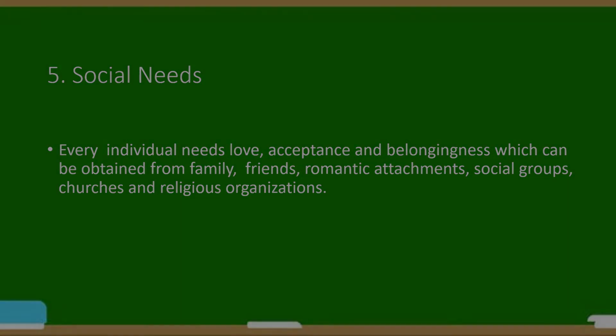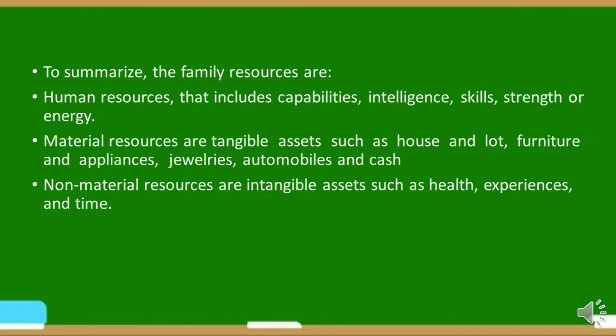To summarize, the family resources are human resources that includes capabilities, intelligence, skills, strength, or energy. Material resources are tangible assets such as house and lot, furniture and appliances, jewelries, automobiles, and cash. Non-material resources are intangible assets such as health, experiences, and time.